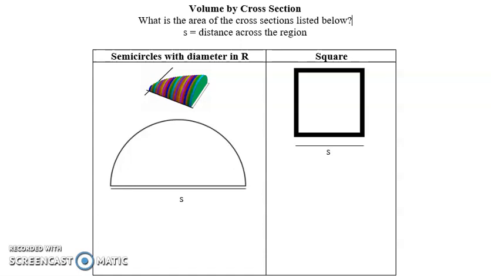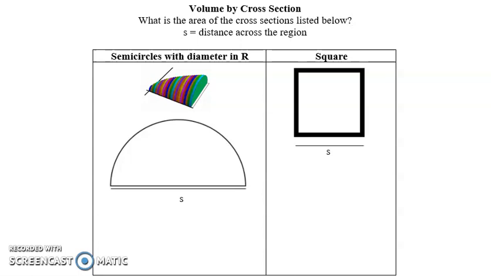So here what we're going to do is we're going to see examples where we make our cross sections either be semicircles or squares. Those are the two that I'm going to limit us to for what we're doing. So in order to do this, what we need to first do is make sure that we understand what the area is of our cross section. Because in order to find the volume, we're going to have the area and then times a height to get to our volume.